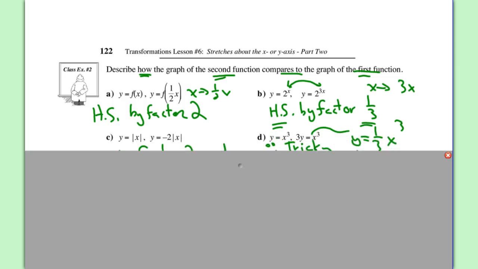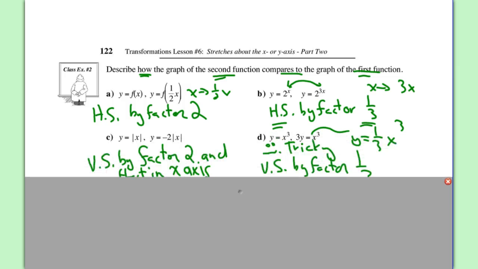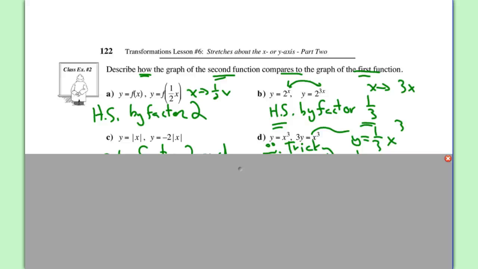In C, what happened there? In C, what was replaced? Well, in C, it seems that I have y is replaced with minus 1/2 y.